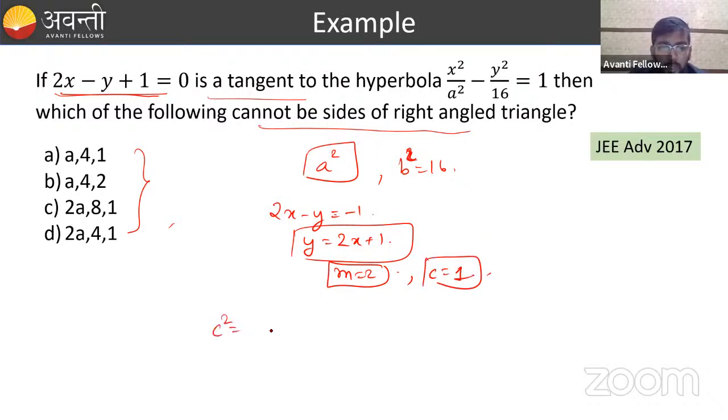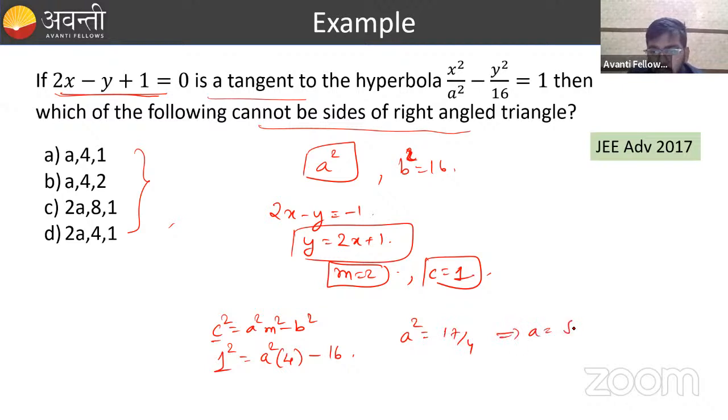So c square should be equal to a square m square minus b square. What we will do here is substitute these values. 1 square equals a square into m square, which is 4, minus b square, which is 16. So a square comes out to be 17 upon 4. So a value is root of 17 upon 4.